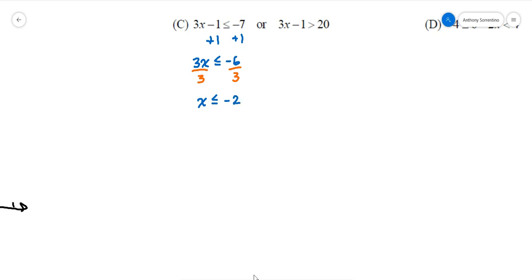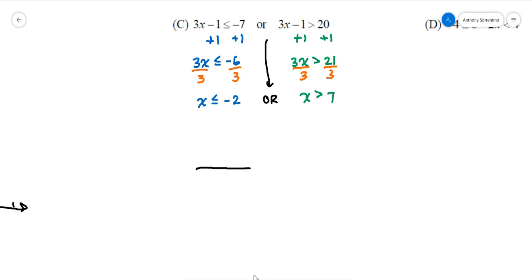On this side, I'm going to add 1 to both sides. And I end up with 3x being greater than 21. I'm going to divide both sides by 3 to get x alone. Again, I'm dividing by a positive value, so I'm going to have x being greater than 7. And this OR statement just kind of rides its way all the way down, which means x is less than or equal to negative 2 or x is greater than 7.